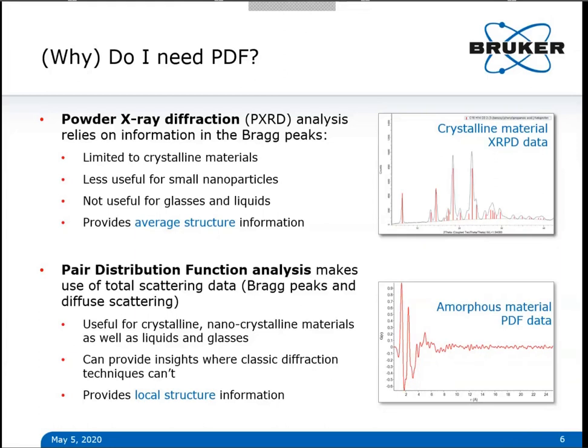By contrast, the pair distribution function analysis, short PDF analysis, makes use of all the scattering, both the Bragg and diffuse, and it does not depend on the presence of sharp peaks. Another important difference is that XRD gives the average structure information, whereas PDF provides insights into the local to intermediate structure. Now, why is this difference between the average and the local environment relevant?